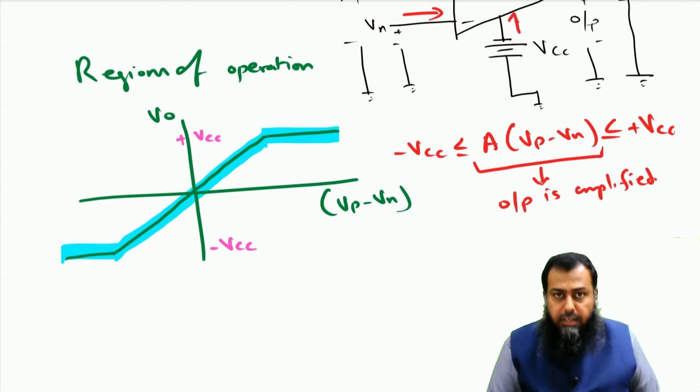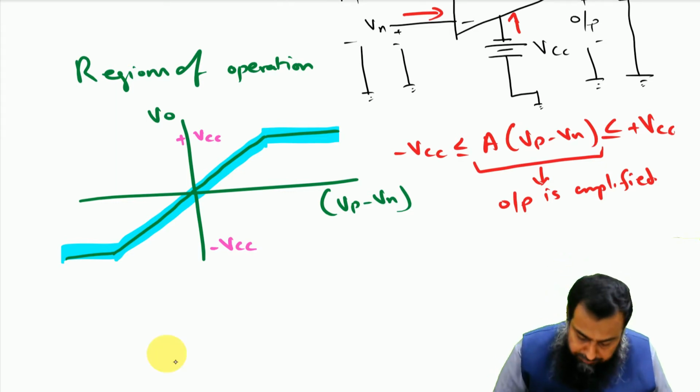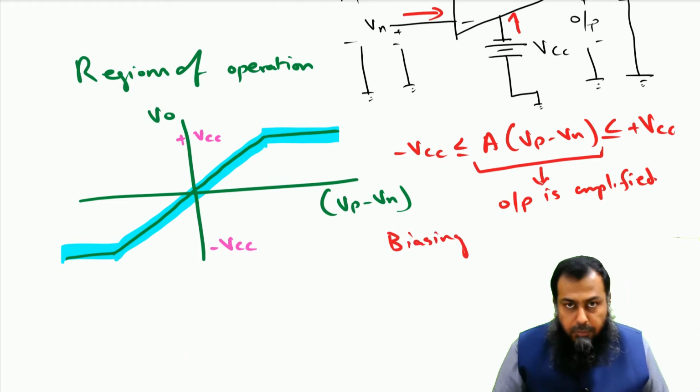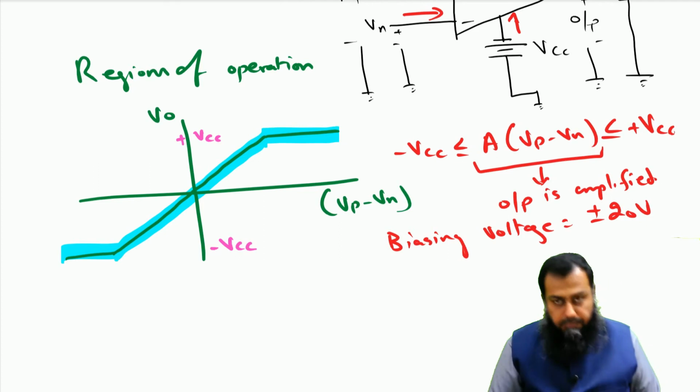If we see the practical operational amplifiers available in the market, most of them have nominal biasing supply voltages up to 20 volts. So let us say that for a given operational amplifier the biasing voltage is equal to plus minus 20 volt, right? So let us assume that we cannot have an output greater than this 20 volt, which means that the output can at maximum go up to 20 volt.